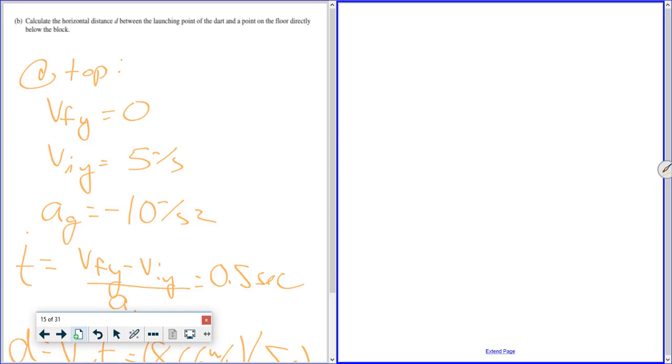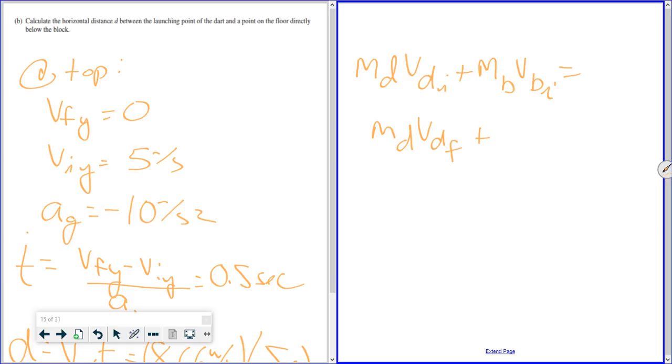So what should I be thinking about here, you guys? Conservation of momentum, right? So you're just going to go the mass of the dart times the velocity of the dart initially plus the mass of the block times the velocity of the block initially equals the mass of the dart times the velocity of the dart final plus the mass of the block times the velocity of the block final.